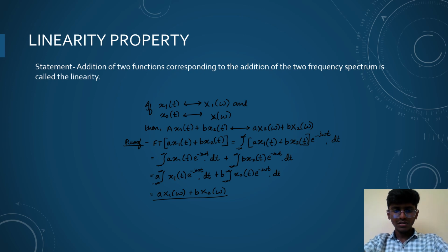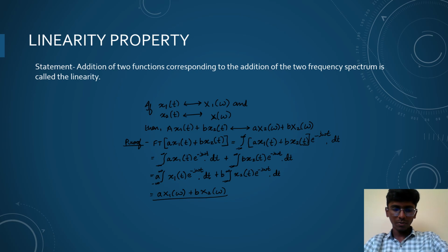In detail, we will see the proof. The Fourier transform of a x1 of t plus b x2 of t is equal to integration from minus infinity to infinity of a x1 of t plus b x2 of t into e power minus j omega t dt. We can see the derivation from here. Hence, we can prove the linearity property.